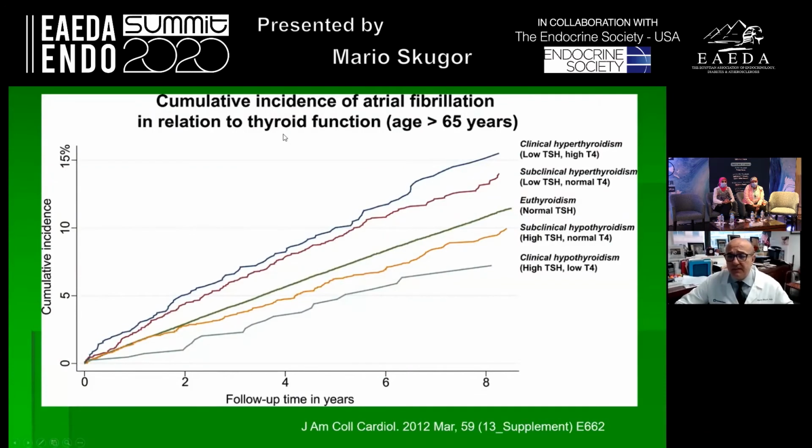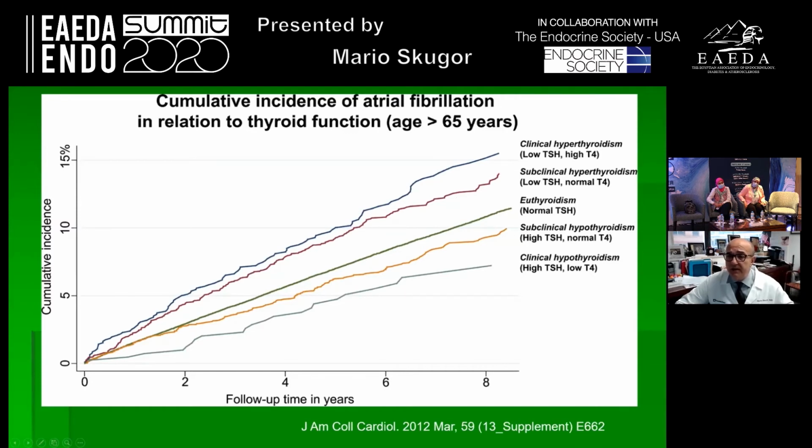Now, this is from another study published in 2012 that looked at the cumulative incidence of atrial fibrillation in relation to thyroid function. In the green, you have normal thyroid levels, and if you follow patients, some of them will have AFib. But if you have subclinical hyperthyroidism, then your risk is a little bit higher. If you have a low TSH and a normal T4, it's increased risk. But if you have low TSH and high T4, there is even higher risk. So even subclinical hyperthyroidism is associated with increased risk of atrial fibrillation.